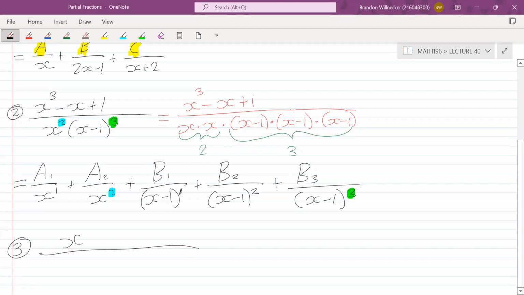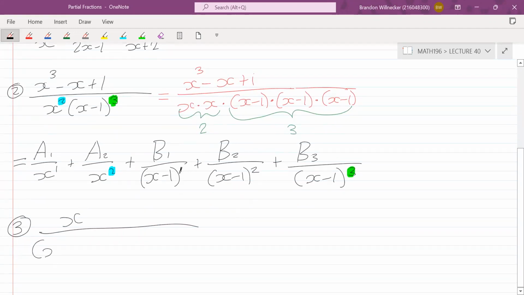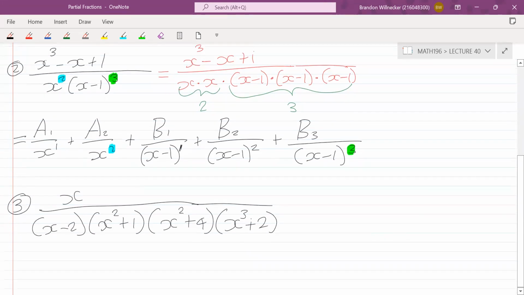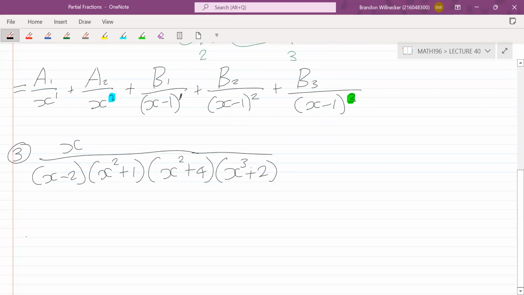So we have x over (x minus 2), that's a linear term. (x squared plus 1), that's a quadratic term. (x squared plus 4), that's another quadratic term. And (x cubed plus 2), that's a cubic term. So you see we have a mix of a linear term and some nonlinear terms. Okay, so what do we do in this case?